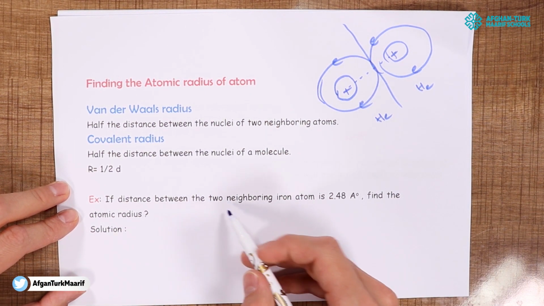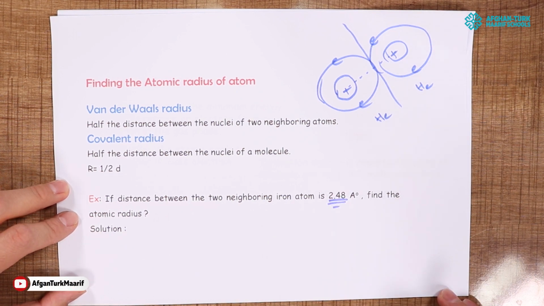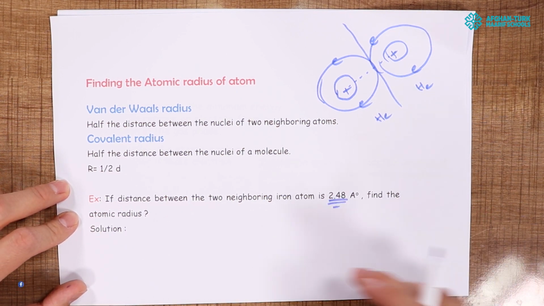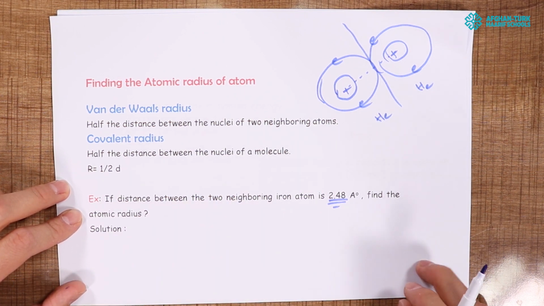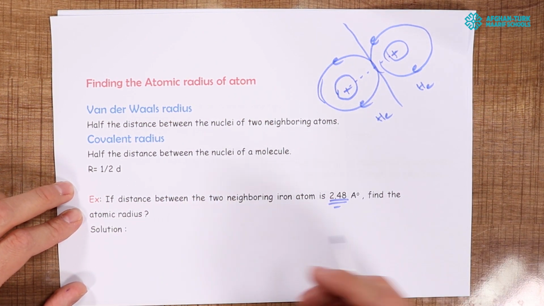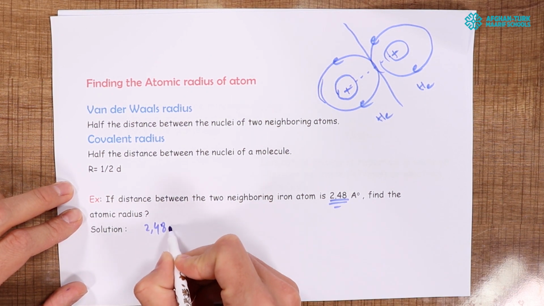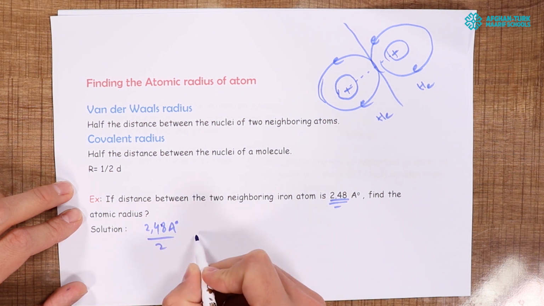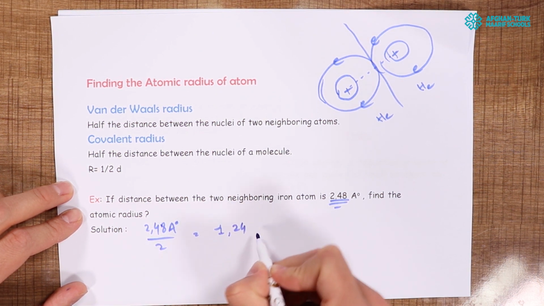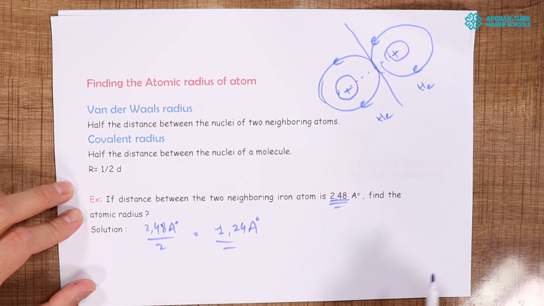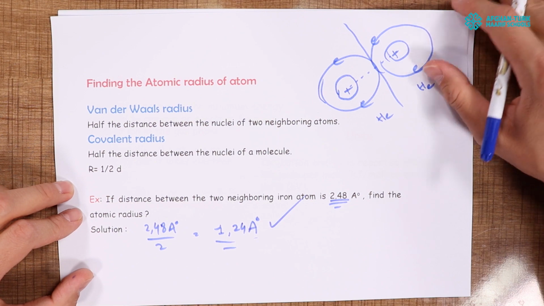Let's work upon an example. If the distance between two neighboring iron atoms is 2.48 angstrom, find the atomic radius. As I've told you, it is half the distance of the covalent radius or van der Waals radius. So we can write it like this: 2.48 angstrom divided by 2, we can say that it is 1.24 angstrom. This is the atomic radius of an iron atom.